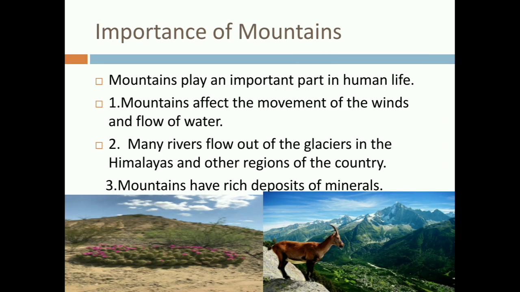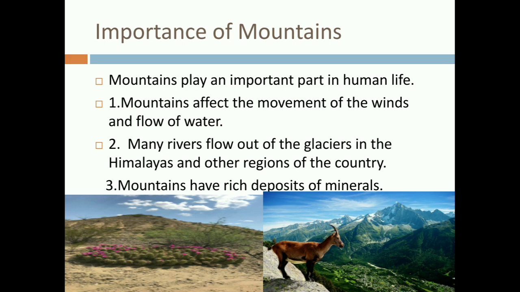Next is importance of mountains. Mountains play an important part in human life. Mountains affect the movements of winds and flow of water. High mountains block the movement of wind from one side to the other. For example, due to the presence of the Himalayas, cold winds from Tibet and China cannot come towards India. Similarly, they force rain clouds to shed the moisture in India.